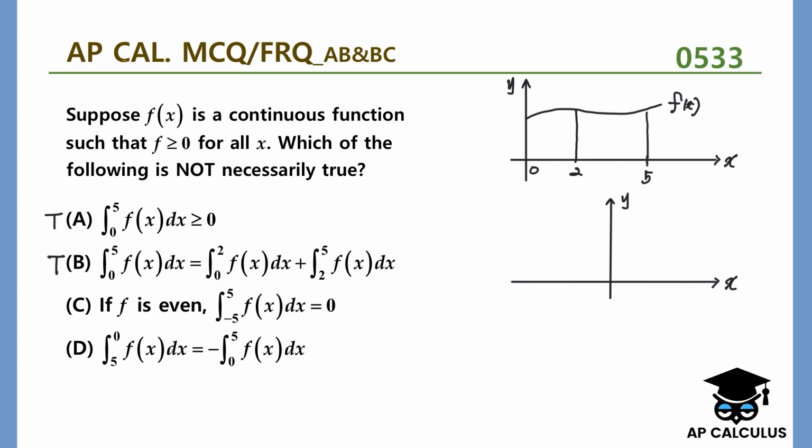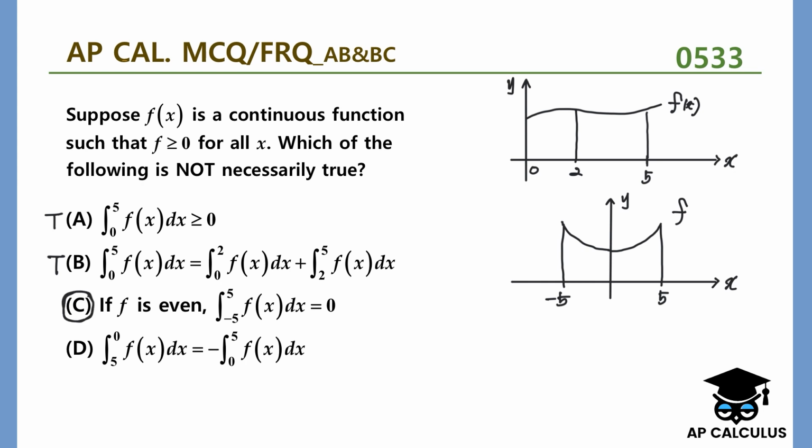Answer choice C. If function f is even, well, an even function is always symmetric about the y-axis. Then the integral from -5 to 5 of f of x dx is equal to 0. Well, let's draw one function that is even. It's always symmetric about the y-axis. Let's say we draw a function like this, that's an even function. So let's say here is -5, here is 5. So the integral from -5 to 5 of f of x dx is not always equal to 0. Does that make sense? So the answer is C. This is not necessarily true.